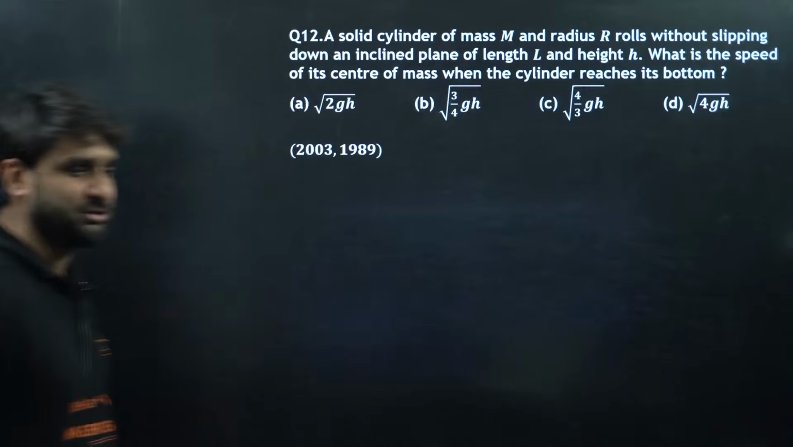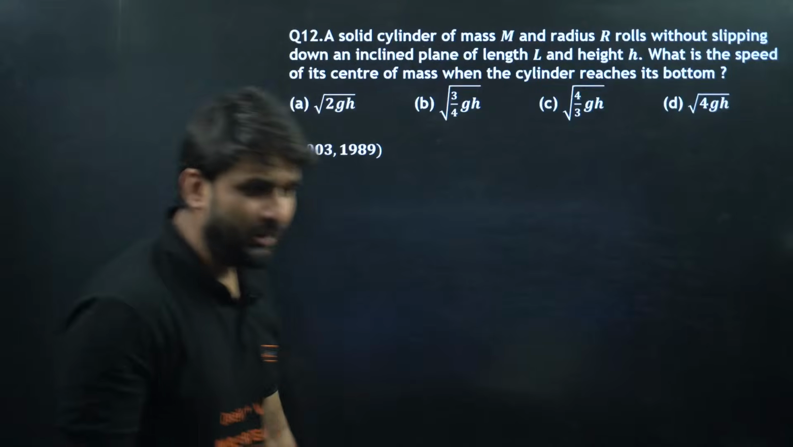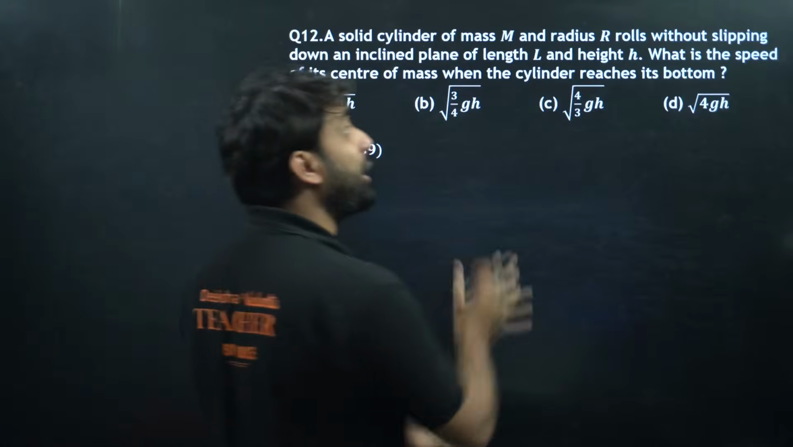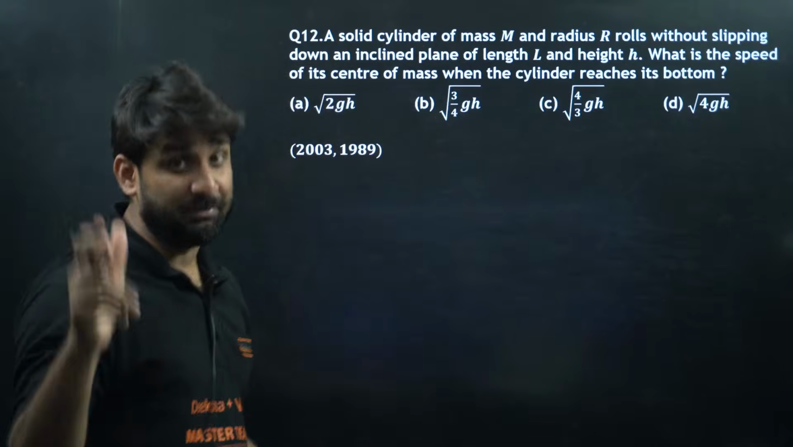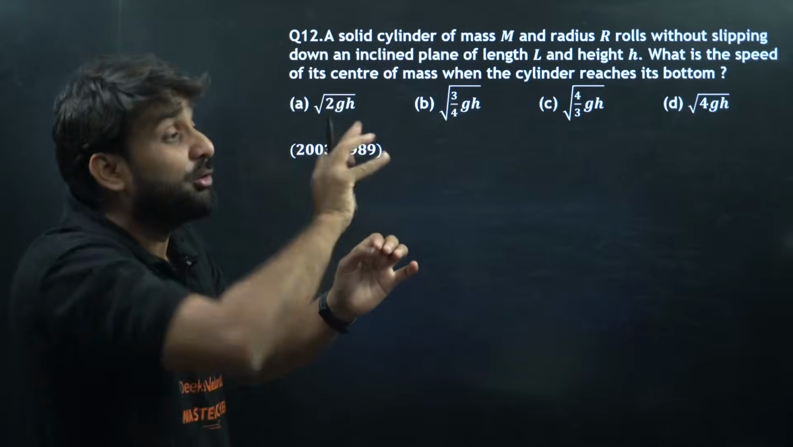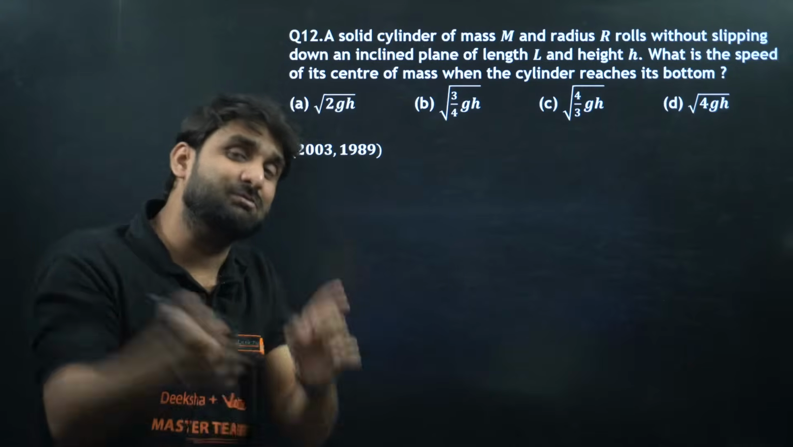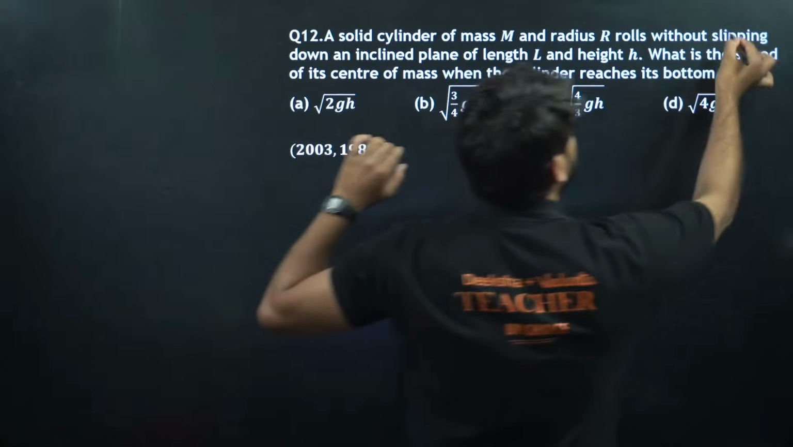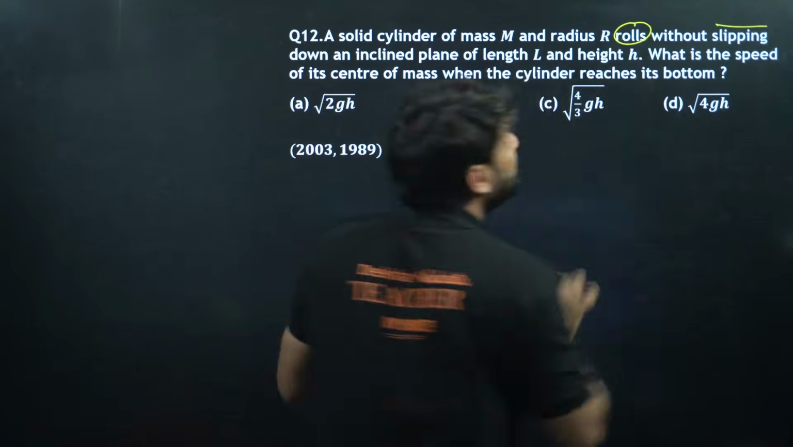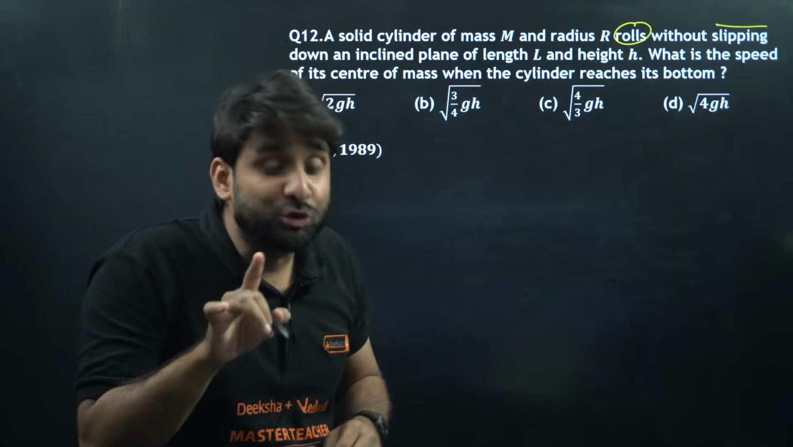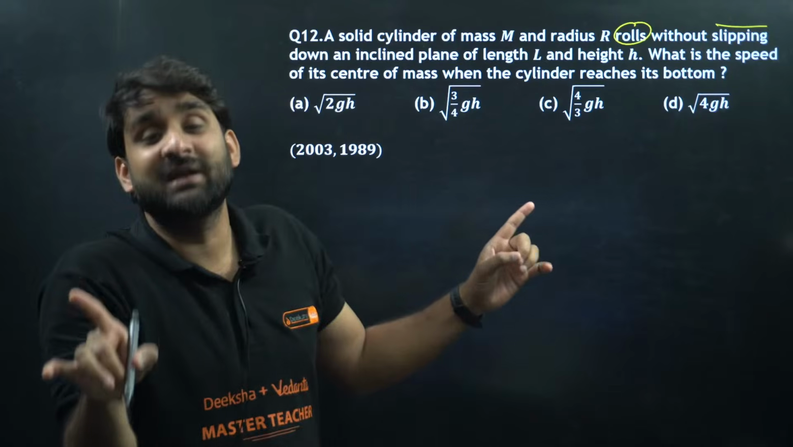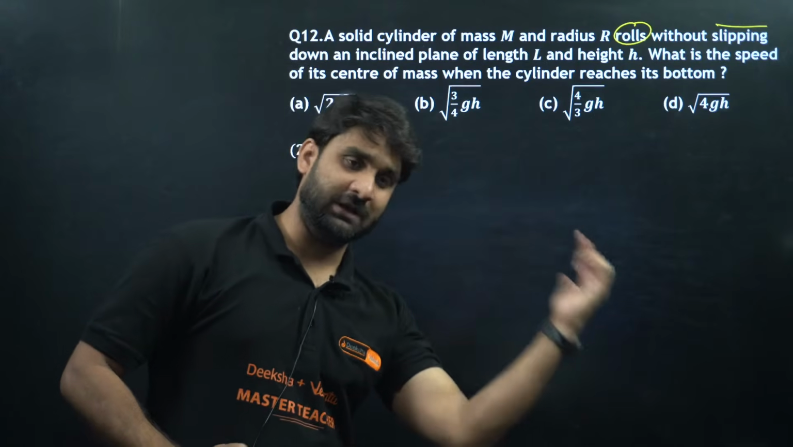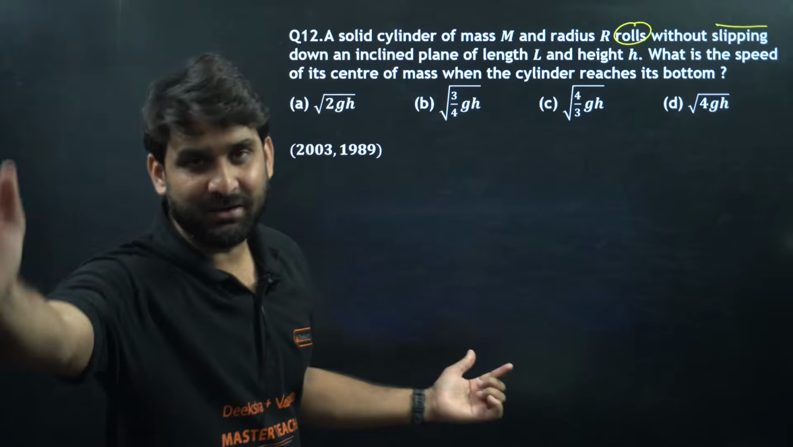Moving to the next question, question number 12. So a solid cylinder of mass m and radius r rolls without slipping. Rolling, not slipping. It means that translational motion and rotational motion both will be there. So if it is not slipping, it's rolling, it means there will be both motions, translational as well as rotational. So kinetic energy will be of both types: rotational kinetic energy and translational kinetic energy.